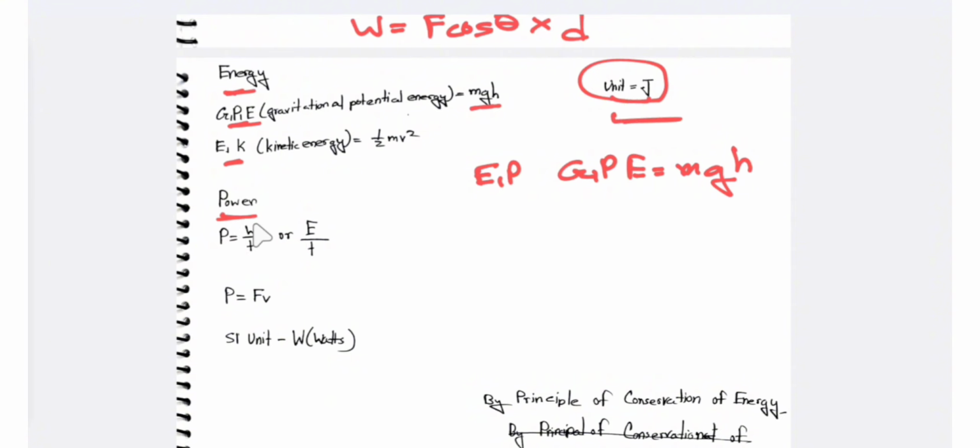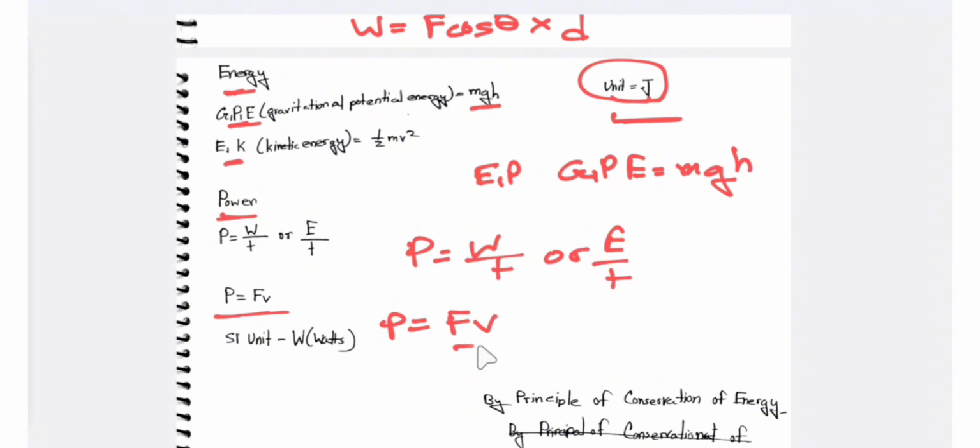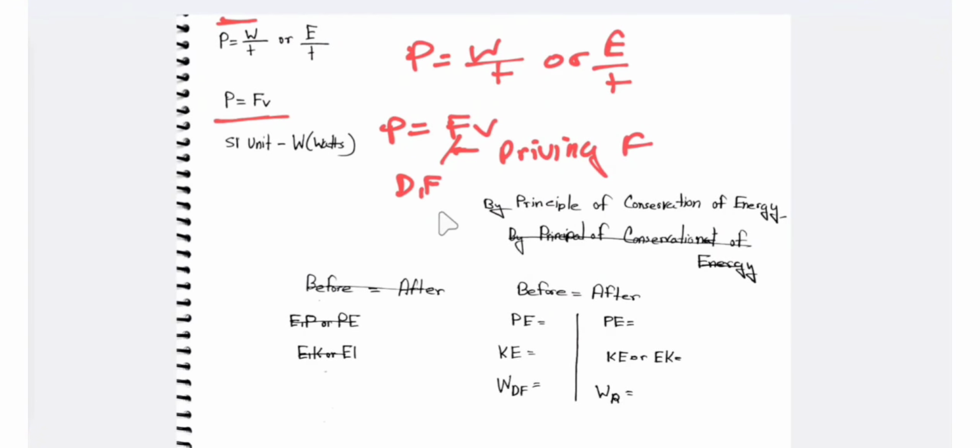Then for power, power is equal to work done by time taken, or energy by time taken. Also, power is equal to force into velocity, and this force must be the driving force. The SI unit of power is watt.